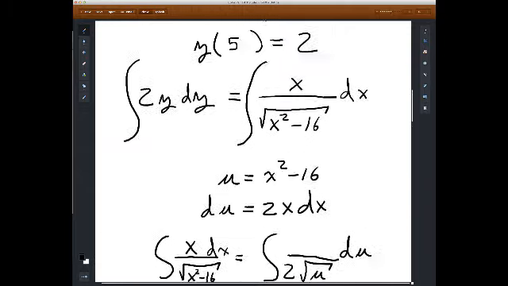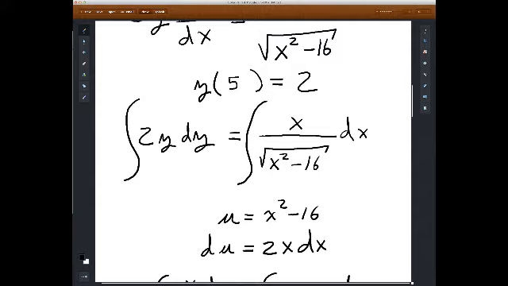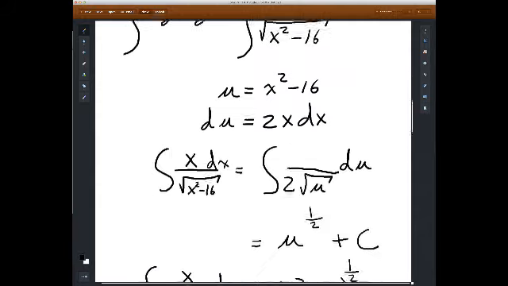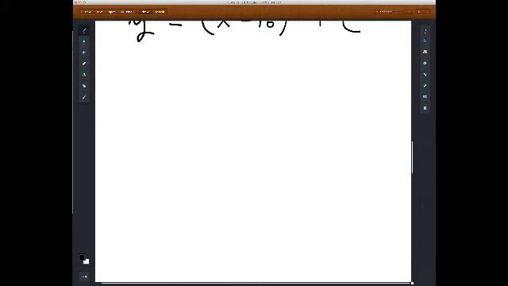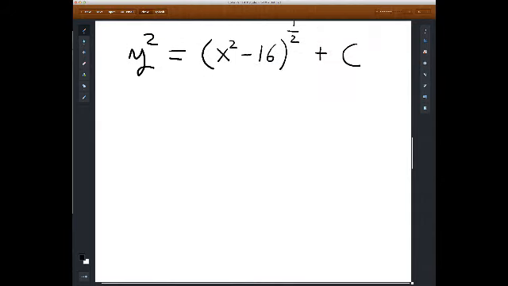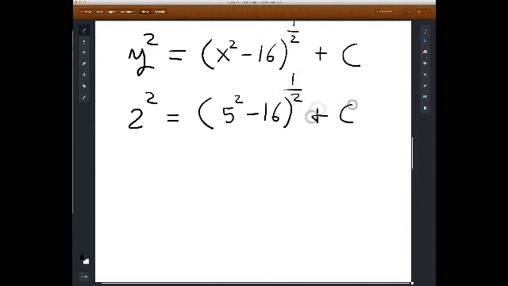Now let me look back to see what our initial conditions are. You see, our initial conditions were that when x is equal to 5, y is equal to 2. All right, so let's see what that means. So when x is equal to 5, y is equal to 2, so I must have that 2 squared is equal to 5 squared minus 16 to the 1/2 power plus this constant. Oops. All right. That's a plus sign right there, by the way. So here, let me clean that up a little bit.